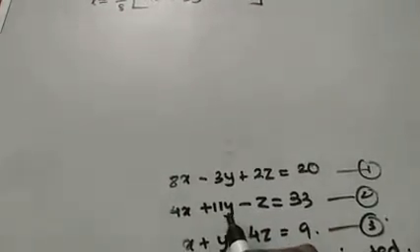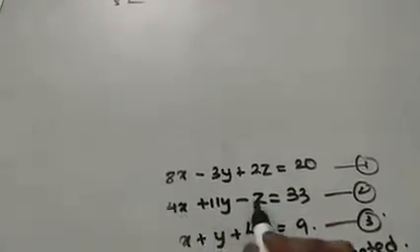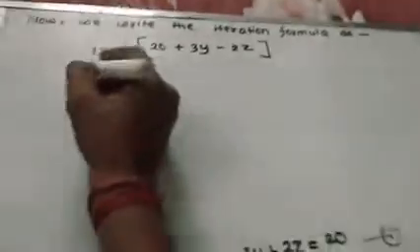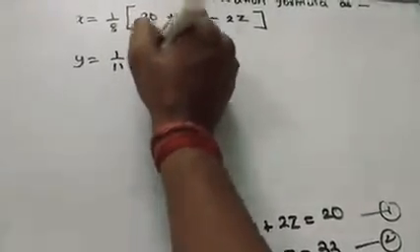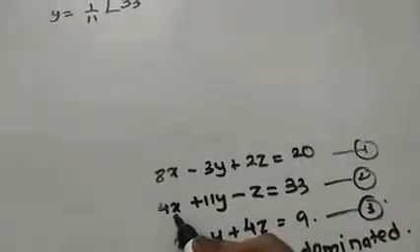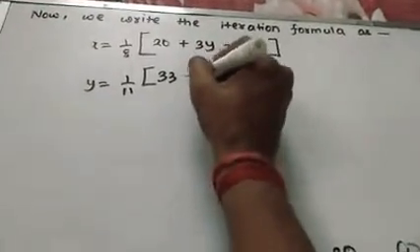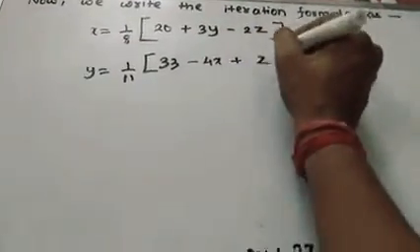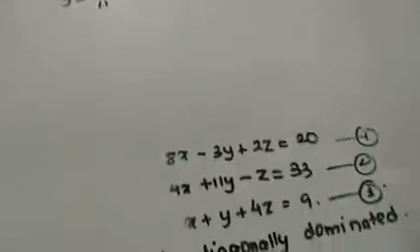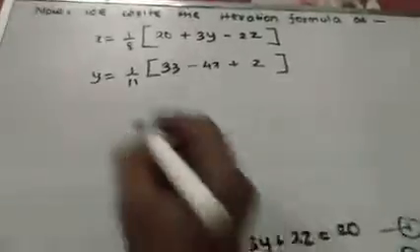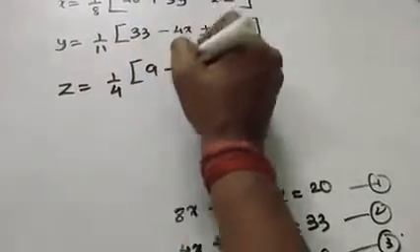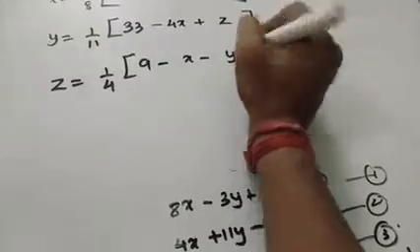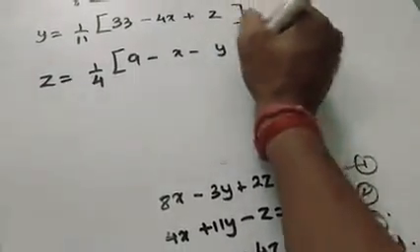Now for y, from the second equation we have to find y. So these two terms will go to that side. So y equals 1 by 11 times 33 minus 4x plus z. And the last one, from here we have to find z. So we write z equals 1 by 4 times 9 minus x minus y. So we have found that.